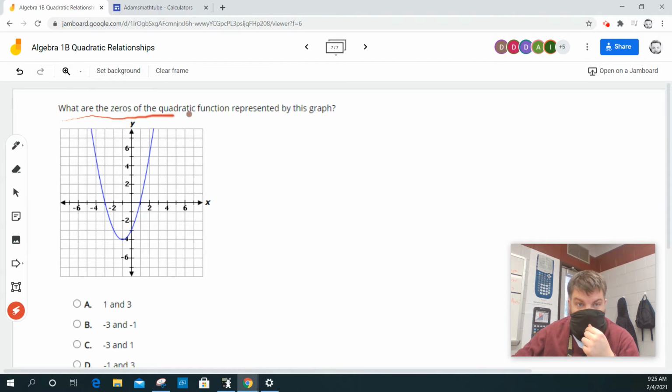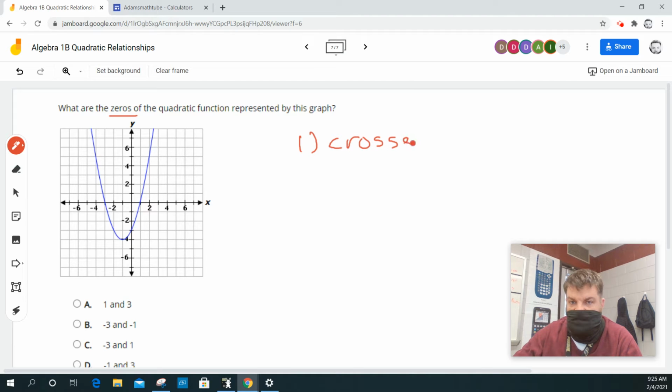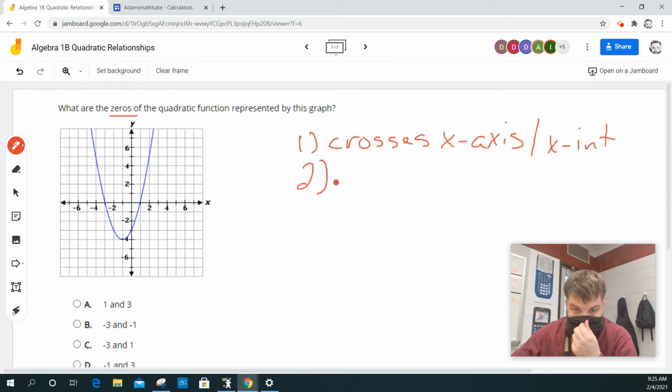When this one says, what are the zeros of the quadratic function represented on the graph? The zeros, that's where there's two things. One, where it crosses the x-axis, right? And that's called the x-intercept. Two, that occurs when y equals 0. And if you look at the graph, it's right here.